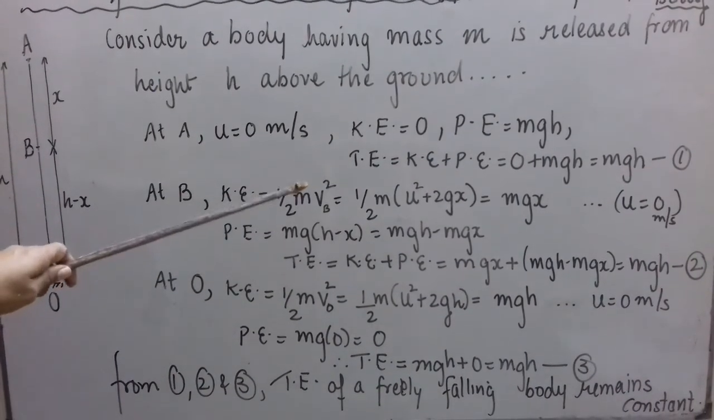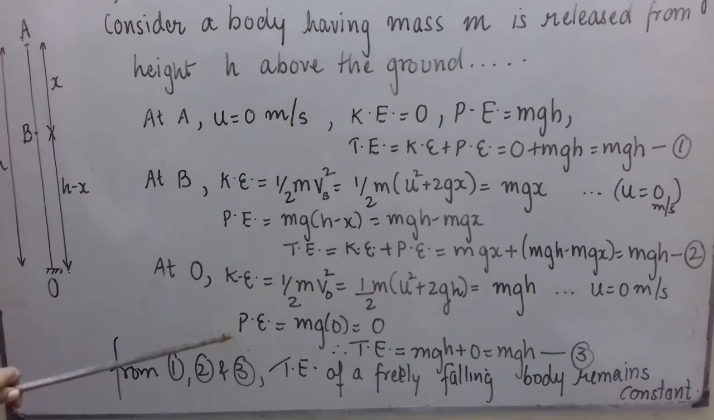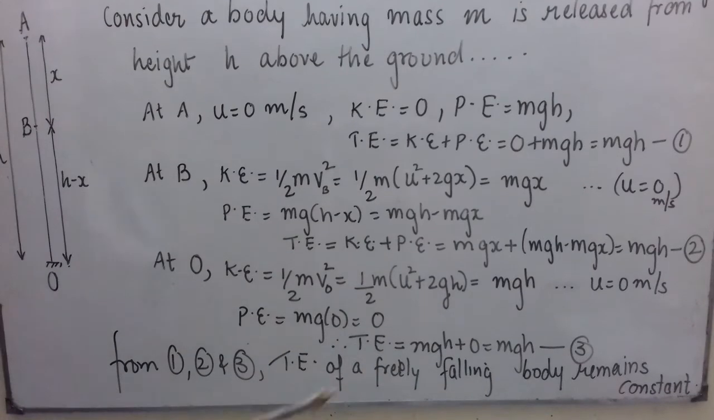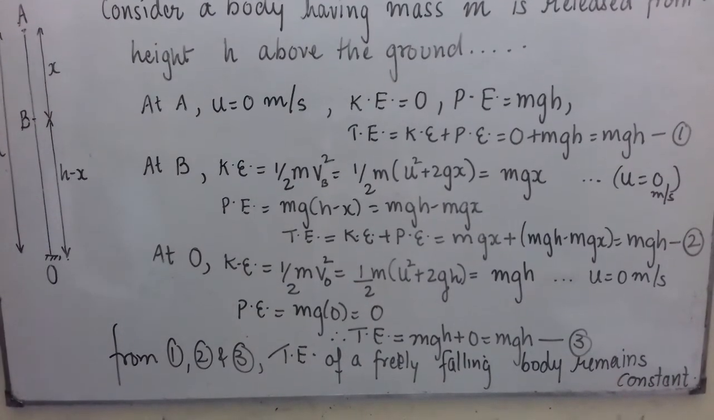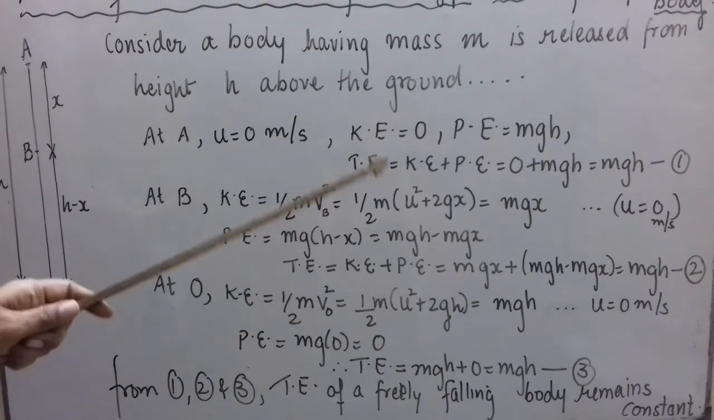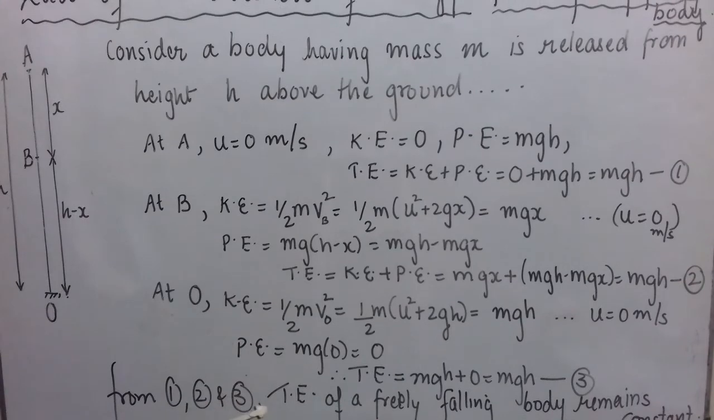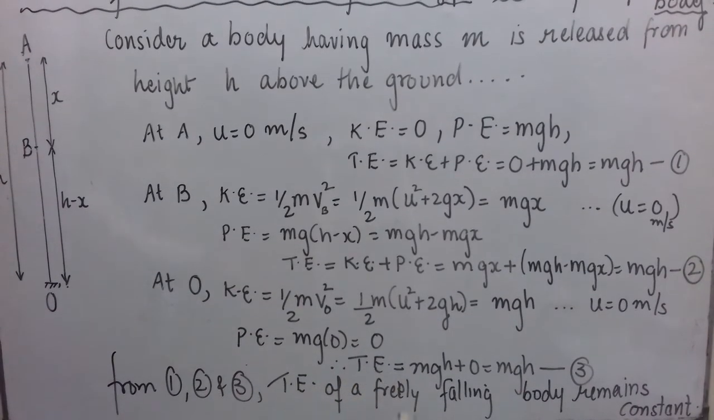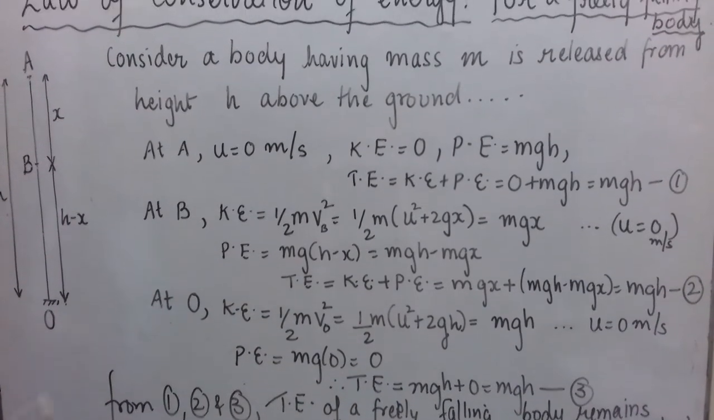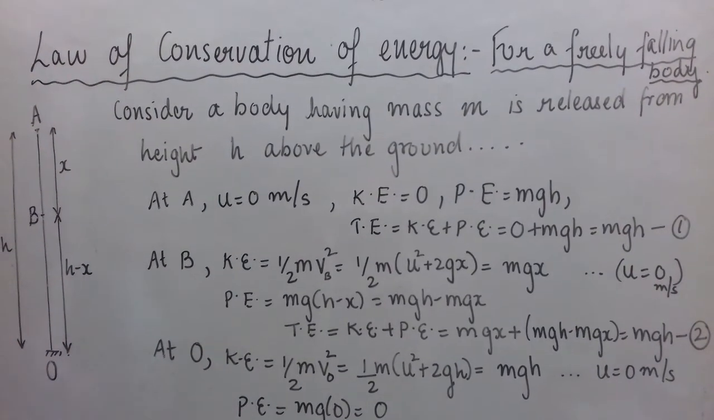Now have a look at the first, second and third equations. Total energy at A, mgh. Total energy at B, mgh. Total energy at O, mgh. So at all the points, total energy is constant when the body is falling freely, that is mgh. So from 1, 2 and 3, we can say total energy of a freely falling body remains constant, and thus we prove the law of conservation of energy for a freely falling body.